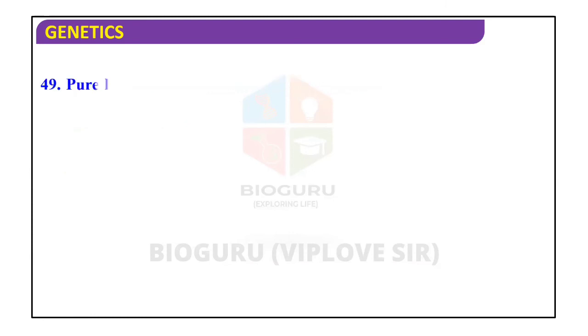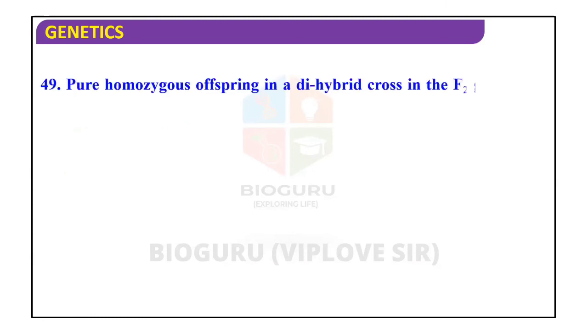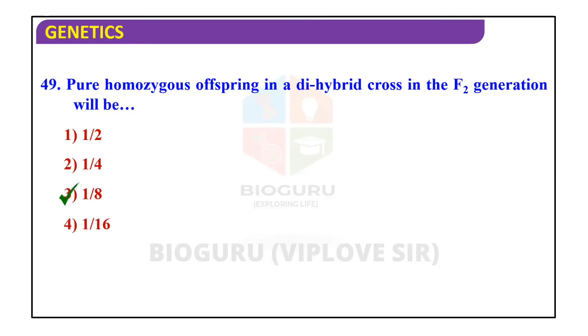That's nice. Pure homozygous offspring in a dihybrid cross in the F2 generation will be 1 by 2, 1 by 4, 1 by 8, or 1 by 16? Yes, it is 1 by 8.